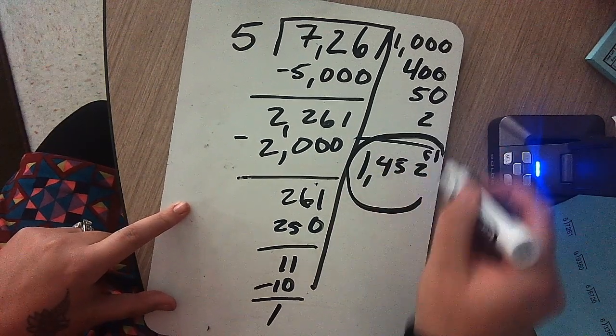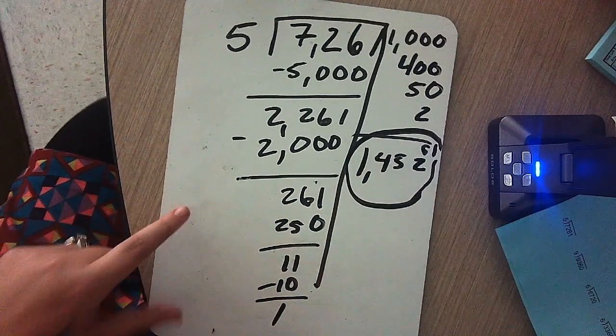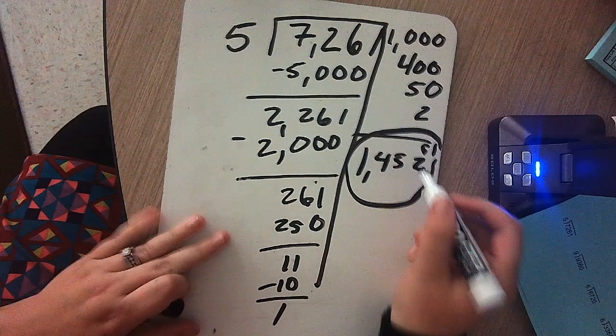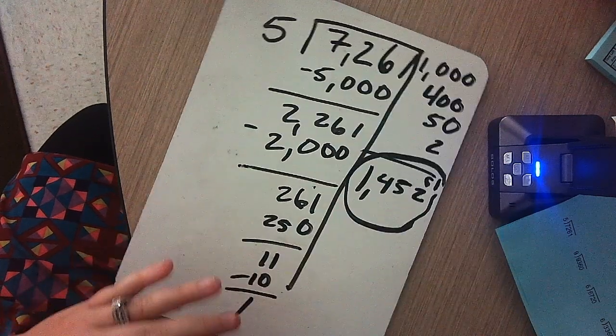And it's pre-written for them, so they shouldn't have an issue. So the quotient of that problem is 1,452 with a remainder of 1.